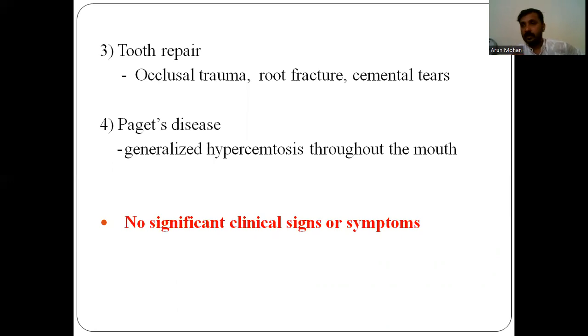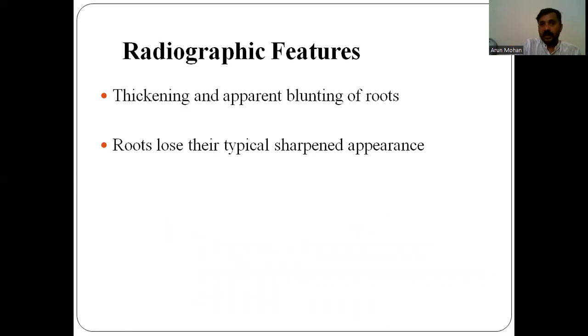And then an important systemic disorder which can lead to generalized hypercementosis is Paget's disease, which can cause generalized hypercementosis throughout the mouth. Multiple teeth, like I said, maybe the whole teeth in one quadrant or a large number of teeth in one particular arch may show hypercementosis, and often that can be a sign of Paget's disease. Again, the clinical significance is not that much, and usually it will be asymptomatic. Radiographically, there will be thickening and apparent blunting of the roots, and the roots lose their typical shape. Instead of a sharpened appearance, they will have a more blunted, round appearance.